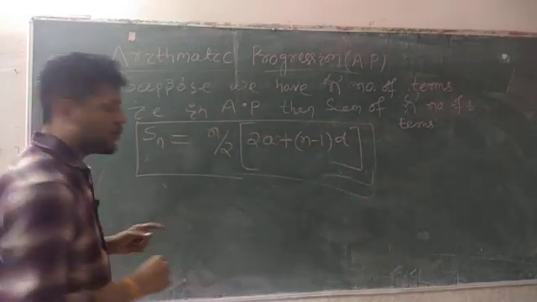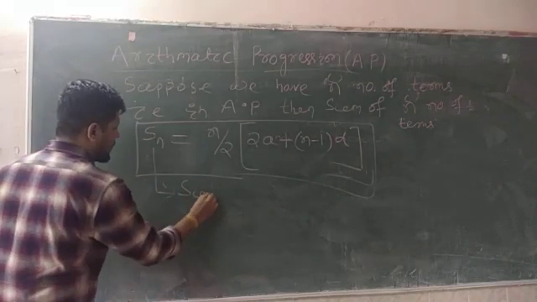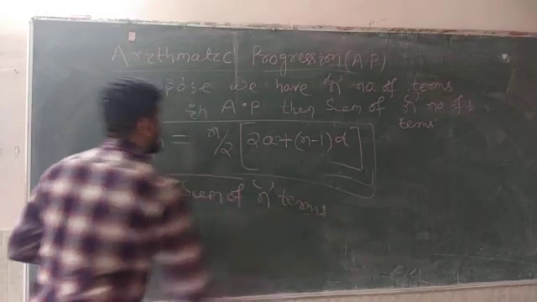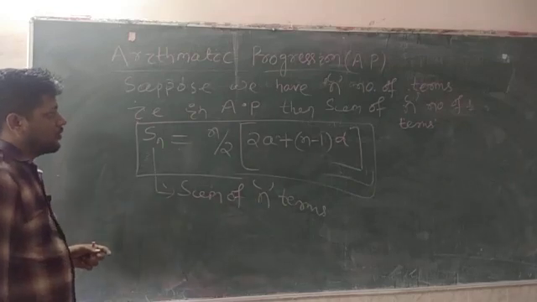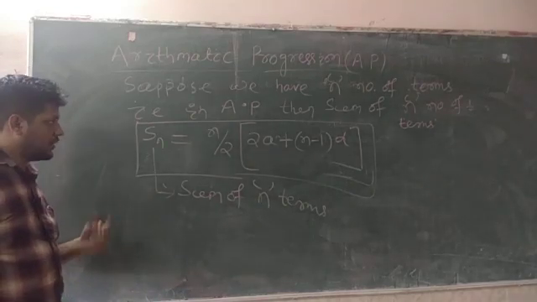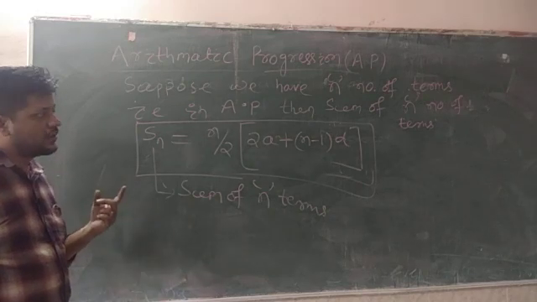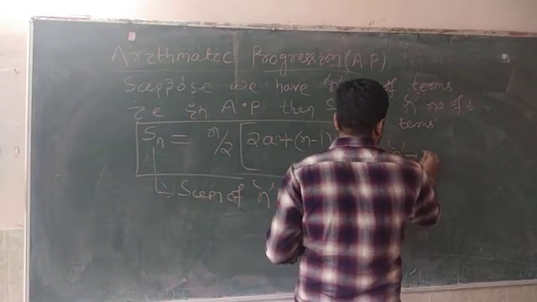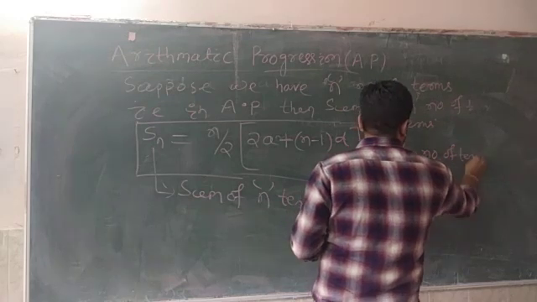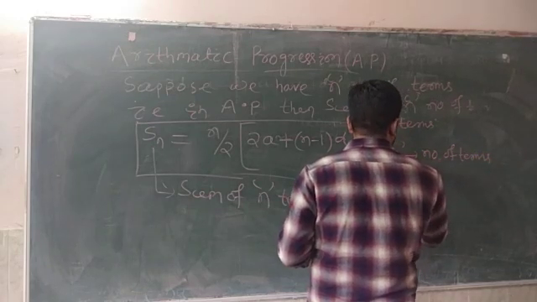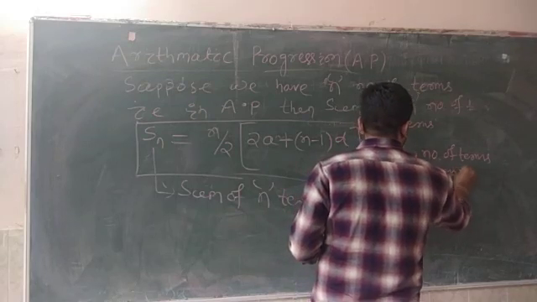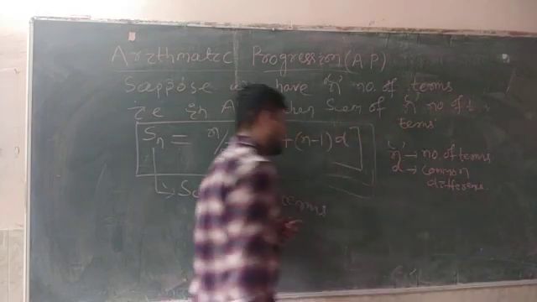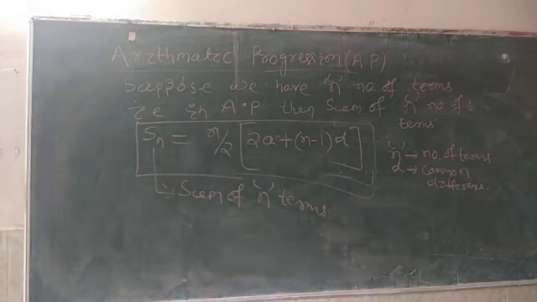Here Sn is the sum of n terms of the series. The formula is n by 2 times 2a plus n minus 1 into d, where d is the common difference, a is the first term, and n is the number of terms.